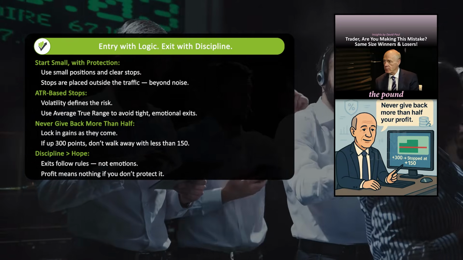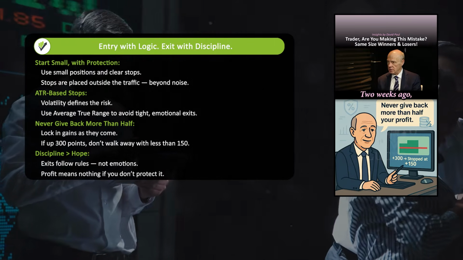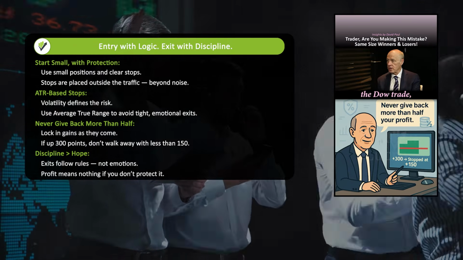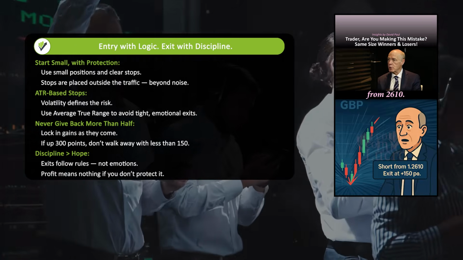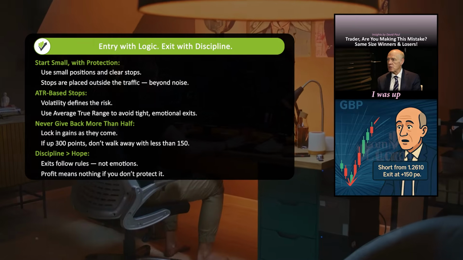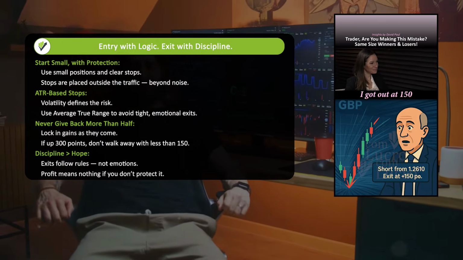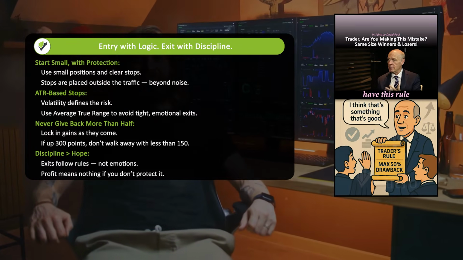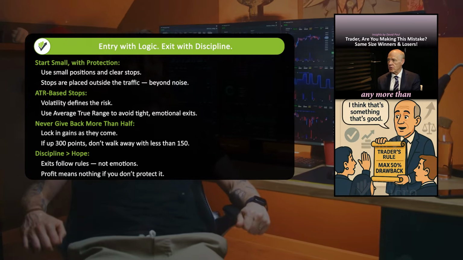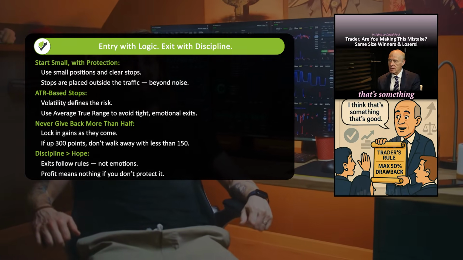For example, I was short the pound against the dollar 2 weeks ago. The same time as I got stopped out of the Dow trade, I was short the pound against the dollar from 26.10, flew down the page, I was up 300 points, and it then zoomed back up the page again. I got out at 150 because I have this rule of not giving away any more than half my profit. So I think that's something that's good.